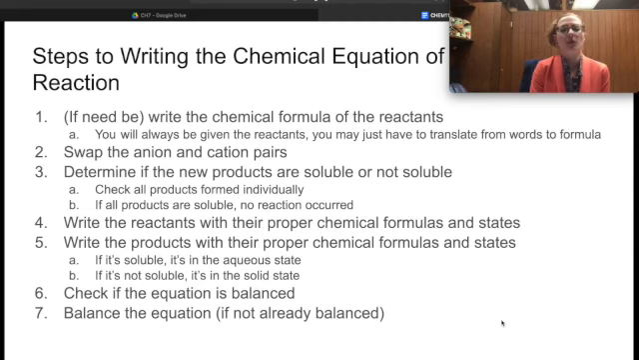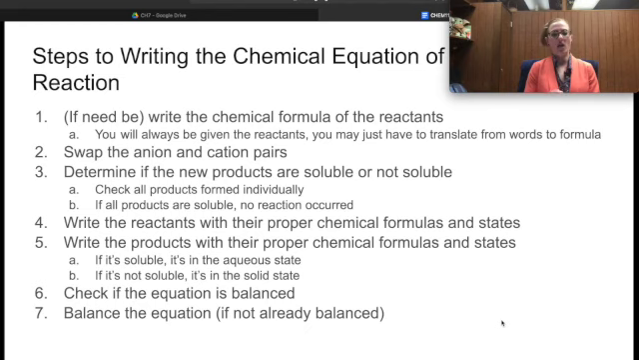So, remember, we know how to write the chemical formula of an ionic compound. So if I give you the name of the reactants, you would have to write the chemical formula of the reactants with the proper ionic formula first and foremost. And then, no matter what, you'll start at step 2 and swap the anion-cation pairs to that double displacement reaction. So once you know what the reactants are, you can go ahead, predict the products, swap those anion-cation pairs, and then check all of the products that are formed individually from each other to determine if they are soluble. So determine if those new products that you formed are soluble or not soluble. And remember, if all products are soluble, no reaction occurred.